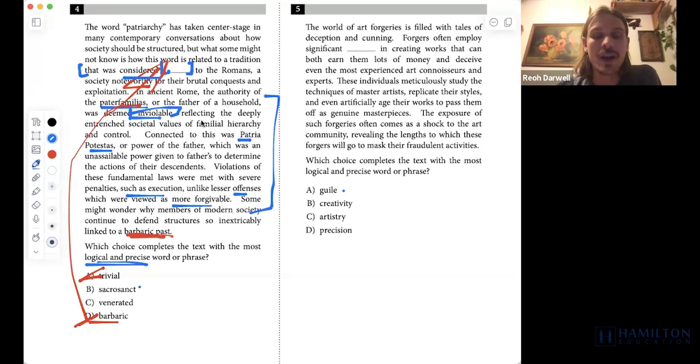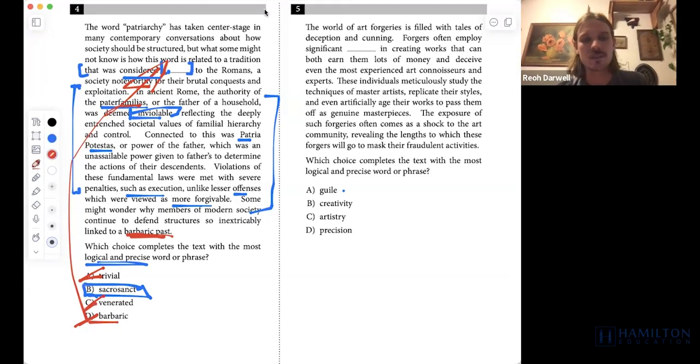You get executed. This is a tradition that was ultimately one of the most important defining traditions of Roman culture, according to this passage, and therefore it's sacrosanct. It's something that cannot be messed with. So though it might be venerated, sacrosanct is both more precise and more logical. It's more precise because it fits the definition clearer than venerated does. And it's more logical because you would never say something is considered venerated, but you would say something is considered sacrosanct. Now, if you're missing this, you likely need to study your vocab.